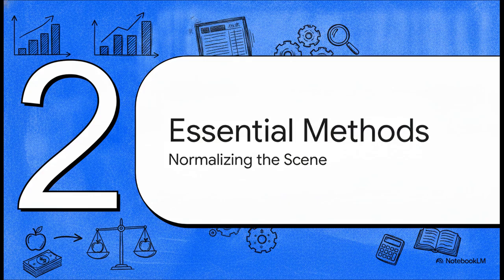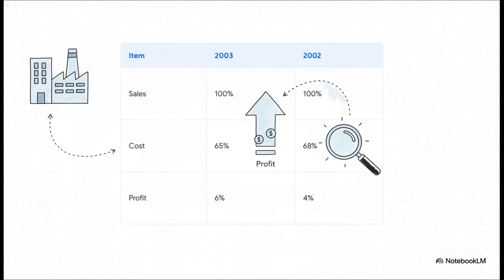Moving right along to Section 2, Essential Financial Analysis Methods. Let's open up our toolkit and look at the different methods we use to normalize the scene. Because when companies are of vastly different sizes or maybe use different accounting methods, how do we actually make fair apples-to-apples comparisons? One of our absolute best tools for this is the common size income statement.